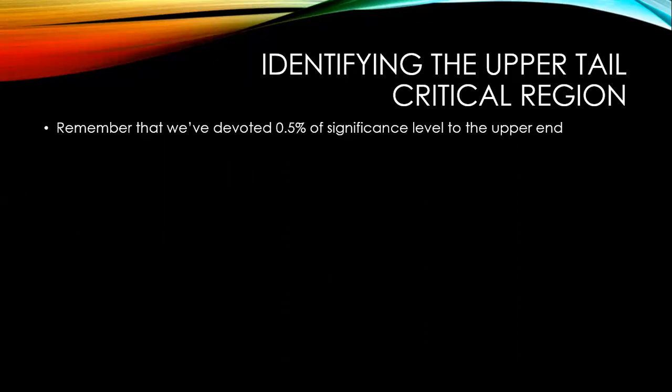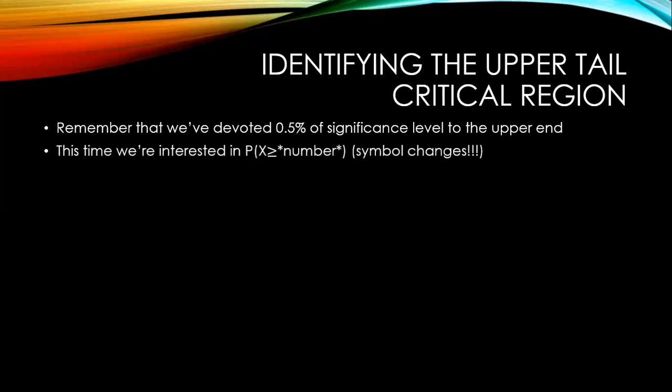Remember that we devoted 0.5% of a significance level to the lower tail, and 0.5% to the upper tail. This time, instead of worrying about the probability of getting less than or equal to a certain number of successes, the sign of the inequality now changes. We're now interested in getting more than or equal to a certain number of successes. Why is that? Because this time we're looking at the upper tail of the distribution.